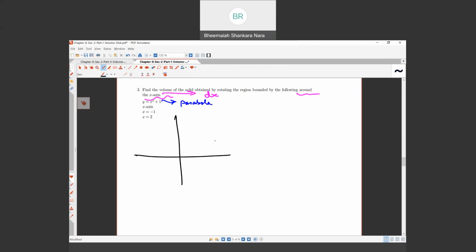y equal to x squared plus 1 parabola is shifted 1 unit on the top. So this is your y equal to x squared plus 1. If it is x squared, it passes through the origin. Now you also have bounding lines, which is x equal to -1 here and x equal to 2 here. And also x-axis. X-axis means y equal to 0 on all these points. That's this line. You can call it x-axis, or you can call it y equal to 0 line.